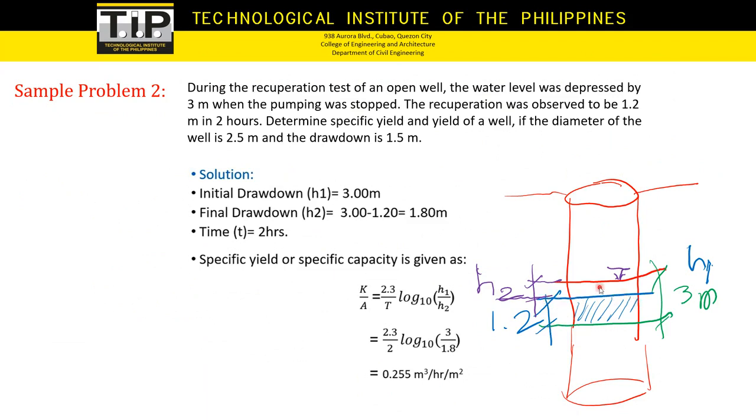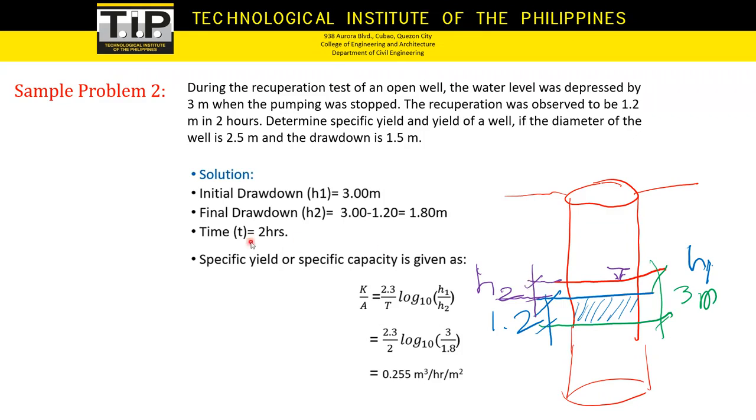So, bali, ito na yung pinaka-final na water level. Ito kulay blue. So, tinatanong is specific yield and the yield of the well, given yung diameter ng well na 2.5 meters, and we're also given a drawdown that is 1.5 meters. So, initial drawdown natin is 3 meters, this one. Final drawdown, itong H2, no? That is kung ano daw yung binaba. So, 3, and then minus 1.2, that is H2, that is 1.8.